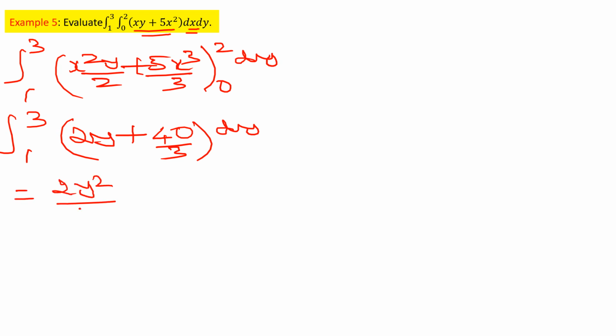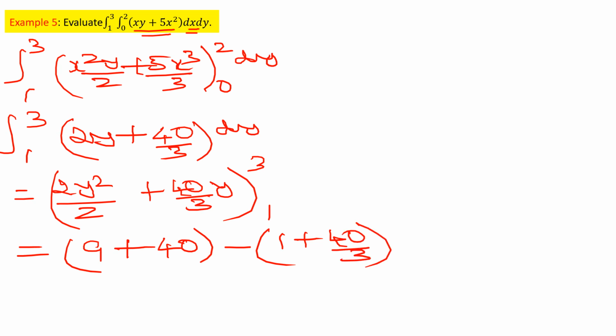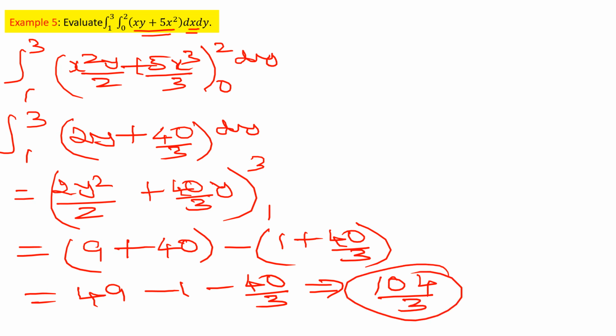So the first term will become 2y power 2 by 2 plus the second term will become 40 by 3 into y, from 1 to 3. Then if I substitute the upper limit, that will give you 9 plus 40, minus, if I substitute the lower limit, that will give you 1 plus 40 by 3. So this will be 49 minus 1 minus 40 by 3. By simplification you will get 104 by 3 as the final answer.